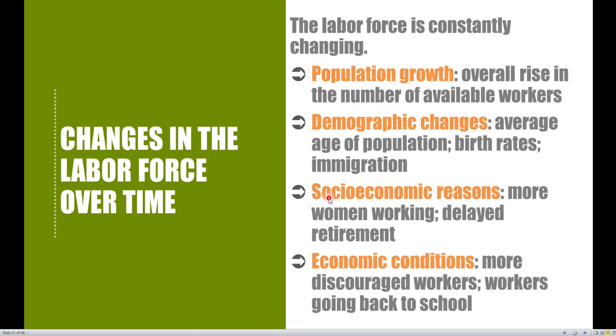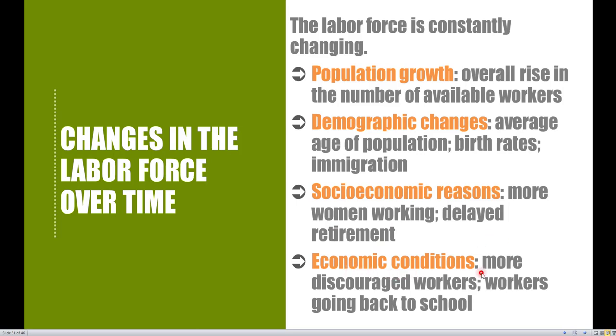Number three, socioeconomic reasons. More women are working than in the 1950s and earlier. Remember that back then, there was only one person that should be working, which was the man. But now we have opened up our thinking quite a bit, and a lot more women are in the labor force, doing the same exact jobs that men are doing as well. So there is a lot more women's labor force participation nowadays. And as we've already mentioned, more and more people are delaying their retirement. So our workforce is getting older.